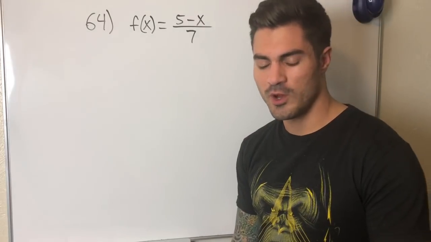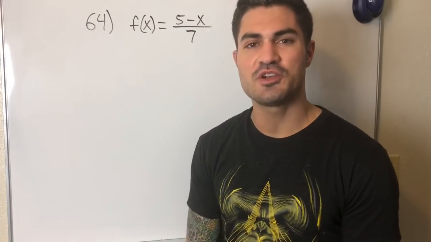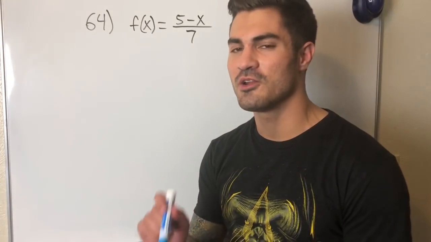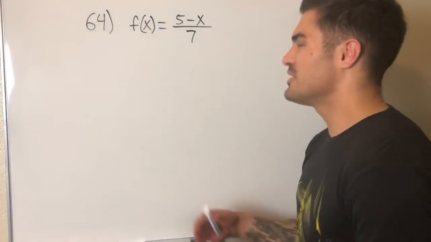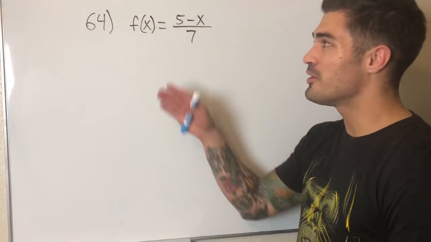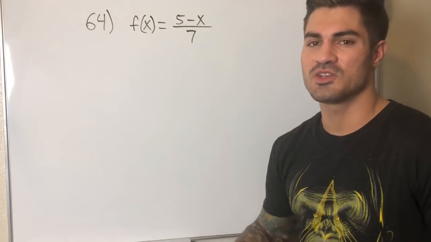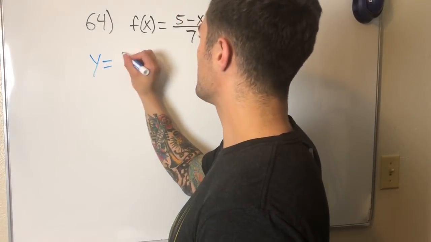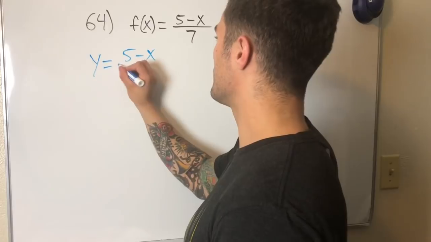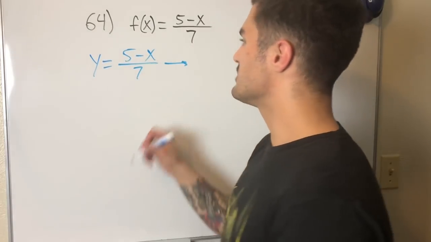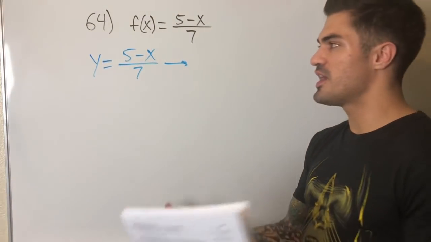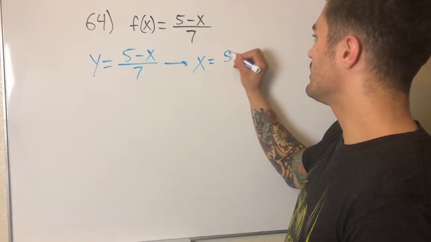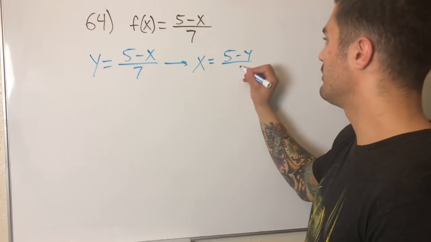All right, number 64, a one-to-one function is given, and we need an expression for the inverse function. I go pretty in-depth into inverse functions in a video on my channel if you want to go check that out, but I break it down into steps. So step 1, I always replace f of x with y just because the notation is cleaner and easier to deal with. So y equals 5 minus x over 7. That's my first step. Second step, switch the position of x and y. So anywhere I see a y, I replace it with x, and wherever I see an x, I replace it with y.